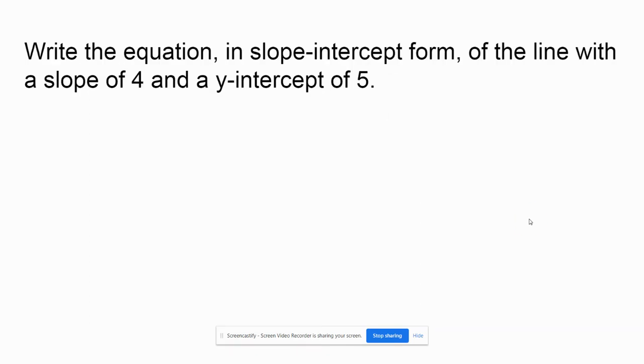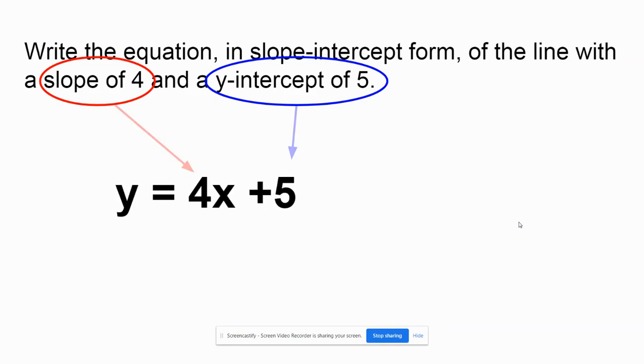Write an equation in slope-intercept form of the line with a slope of 4 and a y-intercept of 5. So I know the slope, and I know the y-intercept. Those two things are going to go directly into the m and b positions in our equation. And that's it. For this type of problem, that's all we have to do.